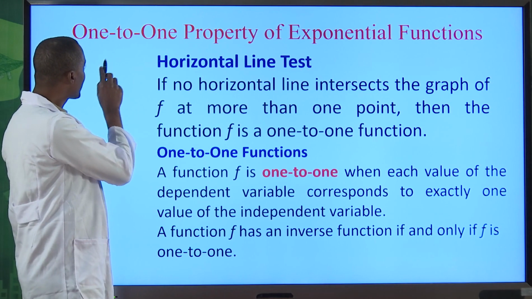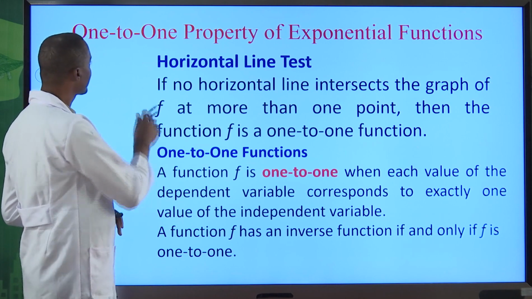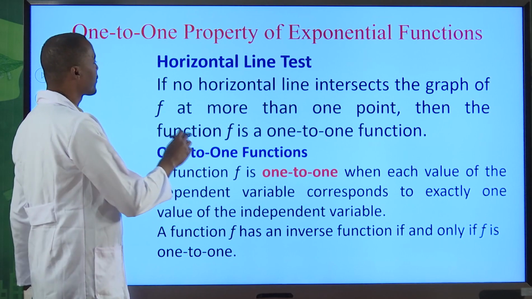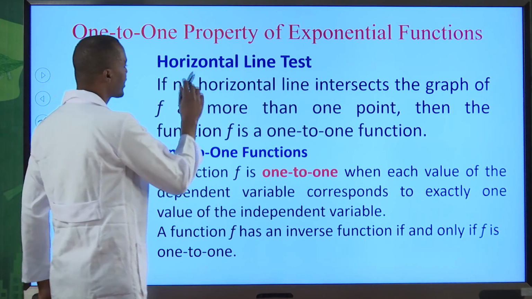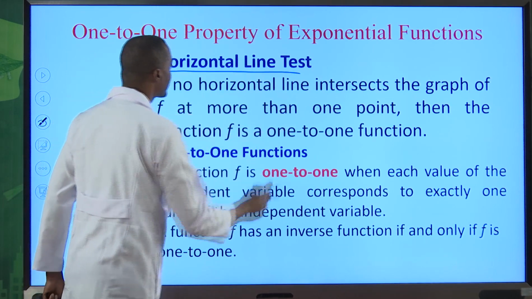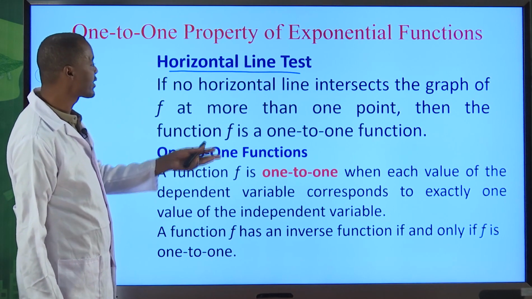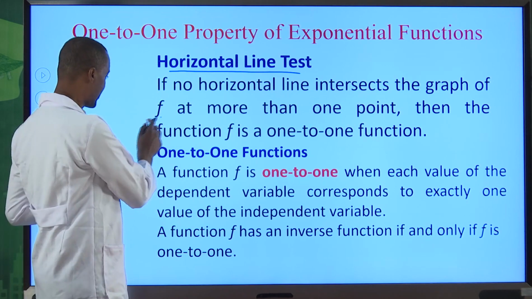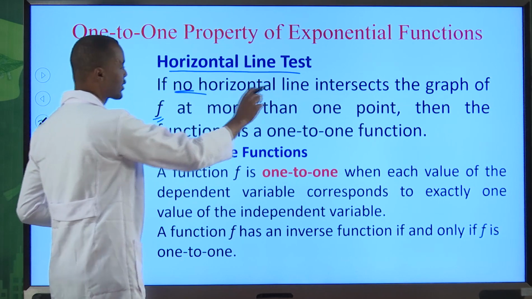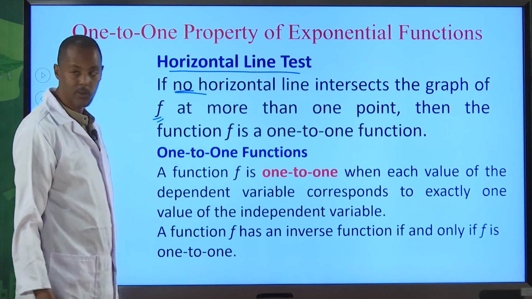Now, I want you to focus on one very basic property of exponential and logarithmic functions, that is the one-to-one property of exponential and logarithmic functions. One procedure that we can use to test the one-to-oneness of a function is what is called the horizontal line test. If no horizontal line intersects the graph of a function f at more than one point, then that function is a one-to-one function.